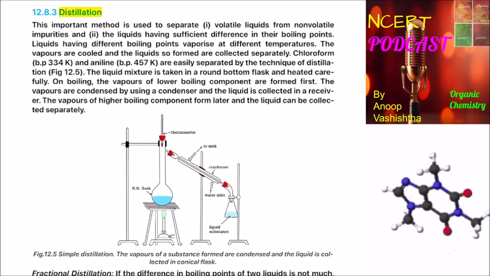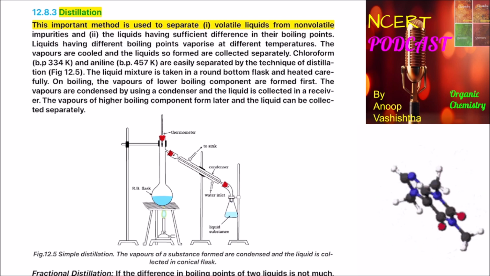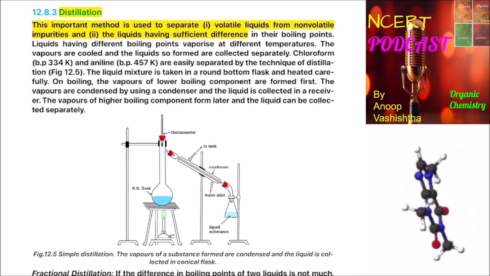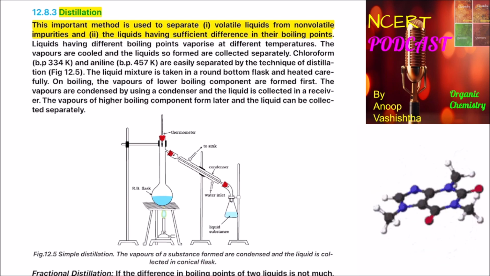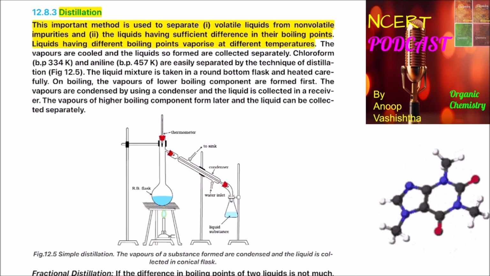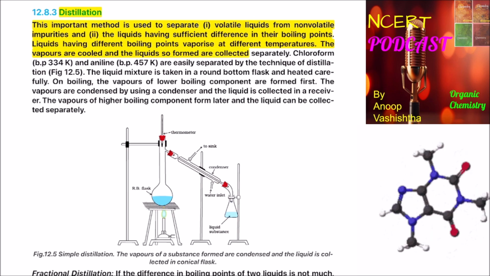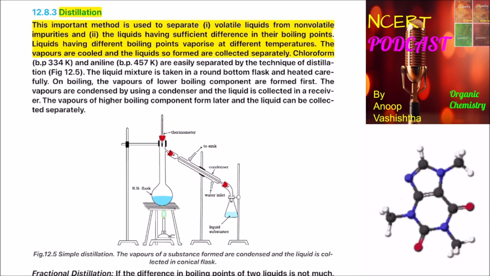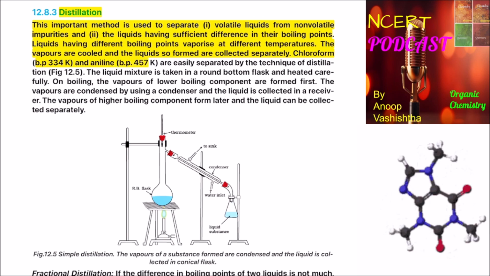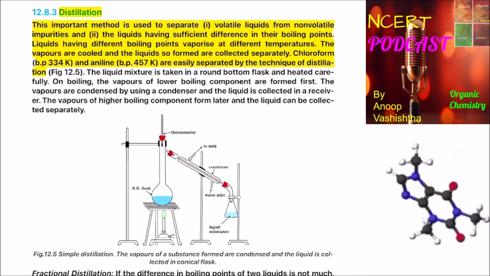Distillation. This important method is used to separate volatile liquids from non-volatile impurities and the liquids having sufficient difference in their boiling points. Liquids having different boiling points vaporize at different temperatures. The vapors are cooled and the liquids so formed are collected separately. Chloroform, boiling point 334 Kelvin, and aniline, boiling point 457 Kelvin, are easily separated by the technique of distillation.